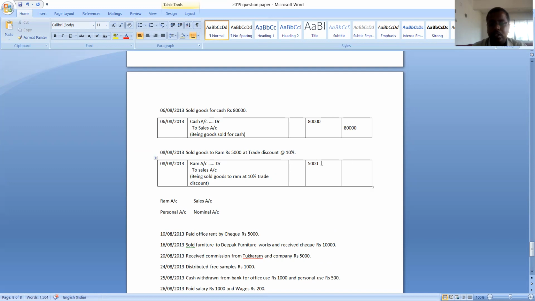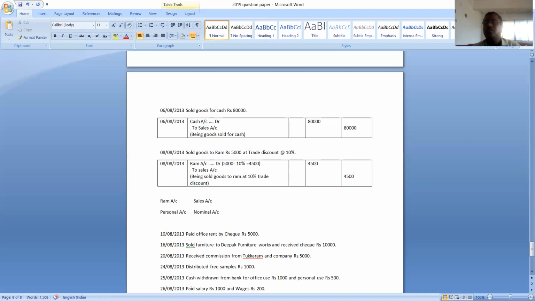Actually, trade discount should be ignored. Here I will show the calculation in brackets. 5,000 is the value of the transaction minus 10%. How much will we get? We will get 4,500. So Ram's account debit 4,500, then to sales account 4,500.